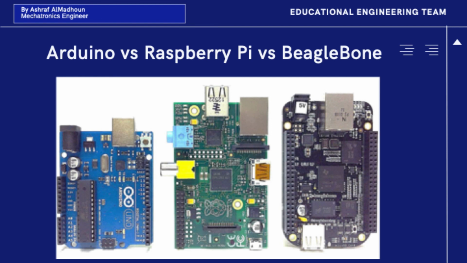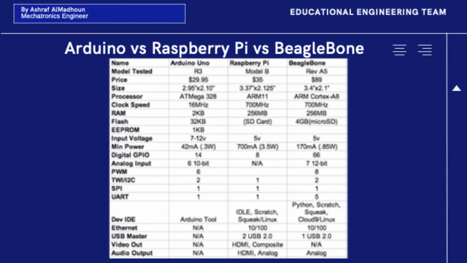Now let's differentiate Arduino versus Raspberry Pi versus the BeagleBone. Here is a table that will highlight the major differences of Arduino, Raspberry Pi, and the BeagleBone.